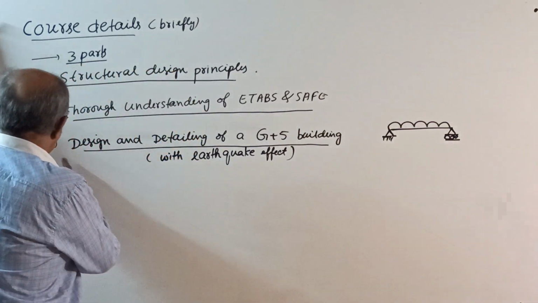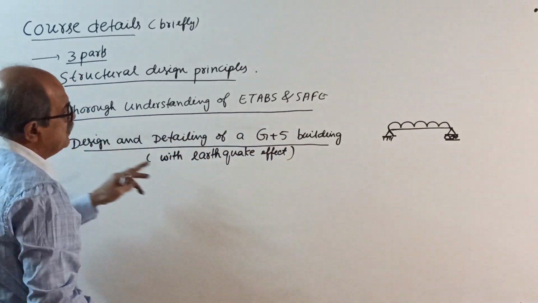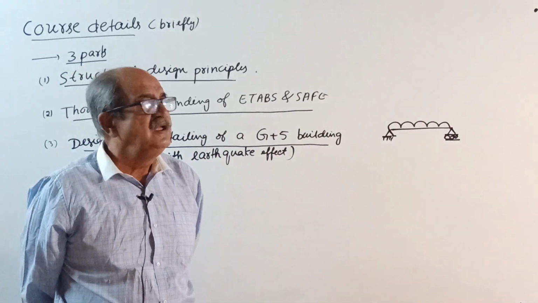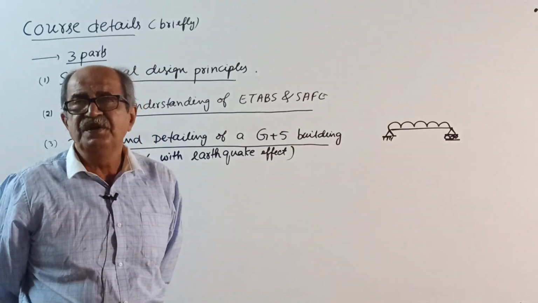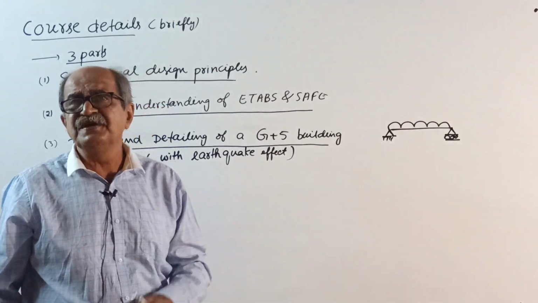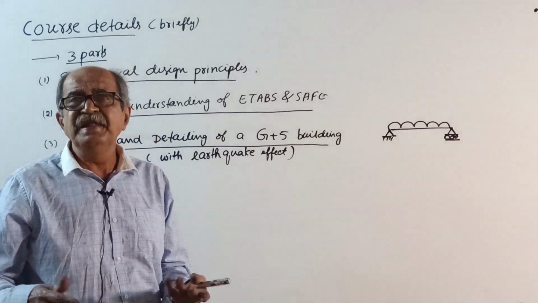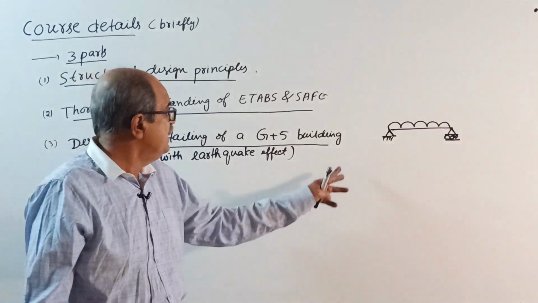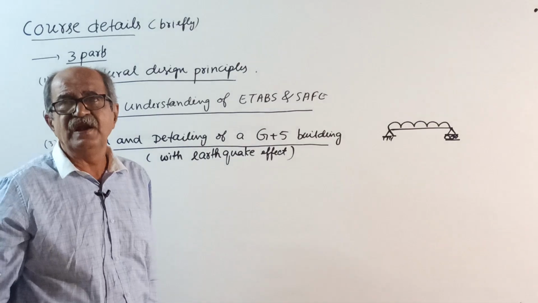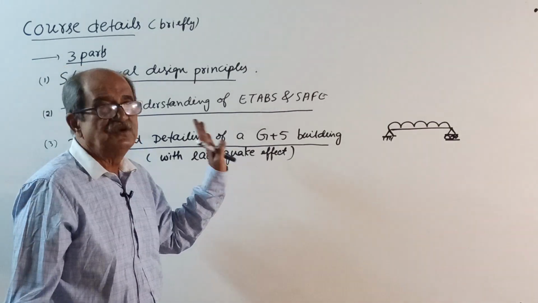And the last part is design and detailing of a ground plus 5 building. Ground plus 5 is sufficient. Suppose once you understand ground plus 5, you can go for any number, and the principle is same. Because if I take more, it means complications, and it will become lengthy also. You are repeating the floors. If you have more number of floors, you are repeating the floors. But remember, with earthquake effect, dynamic effect will be considered. So we will design for not only static load, but also for earthquake loads.